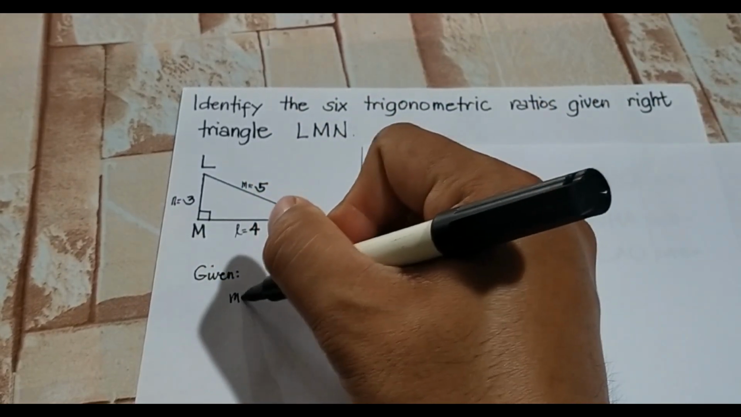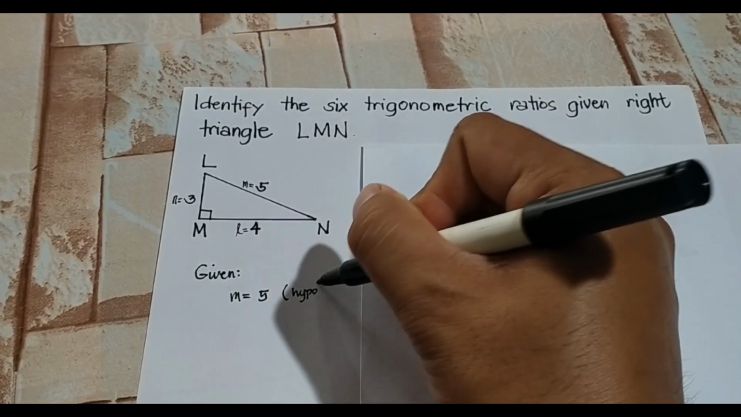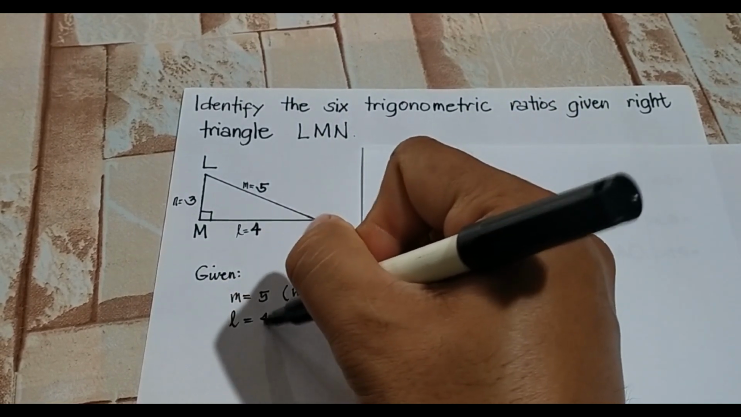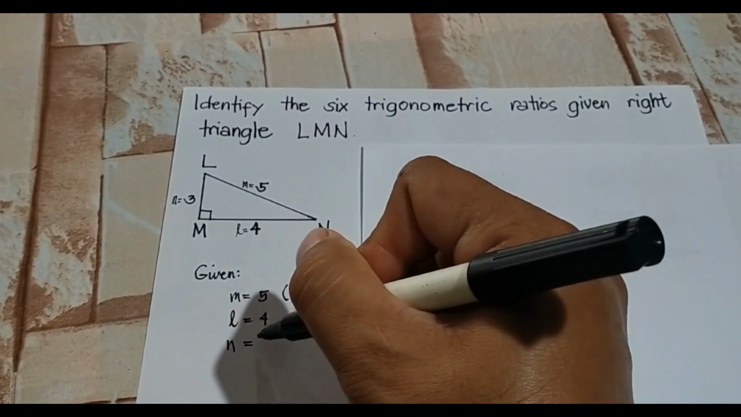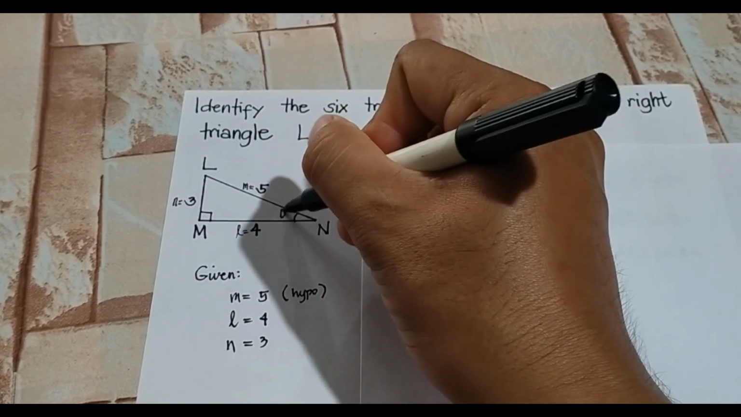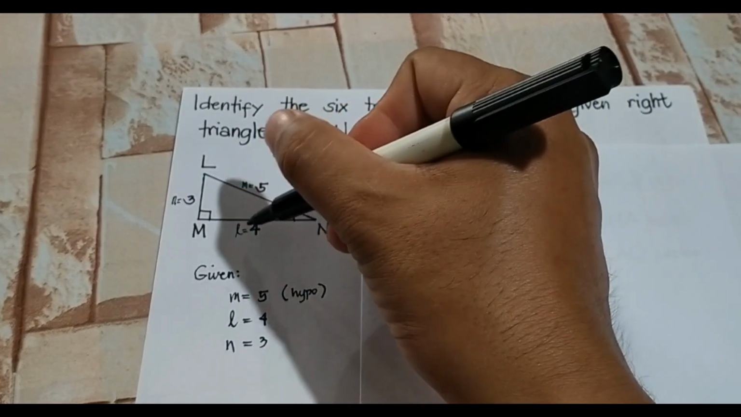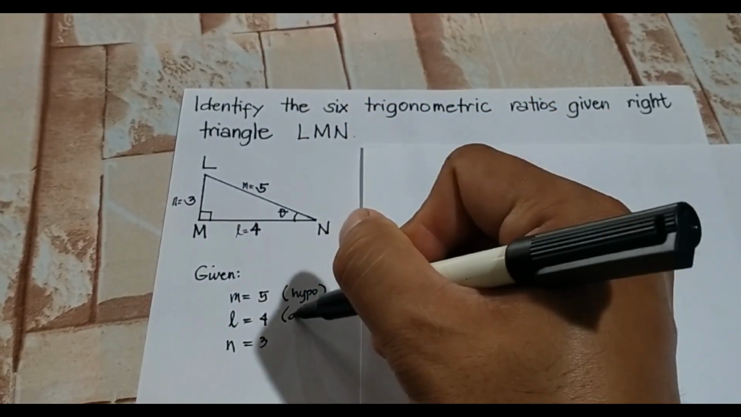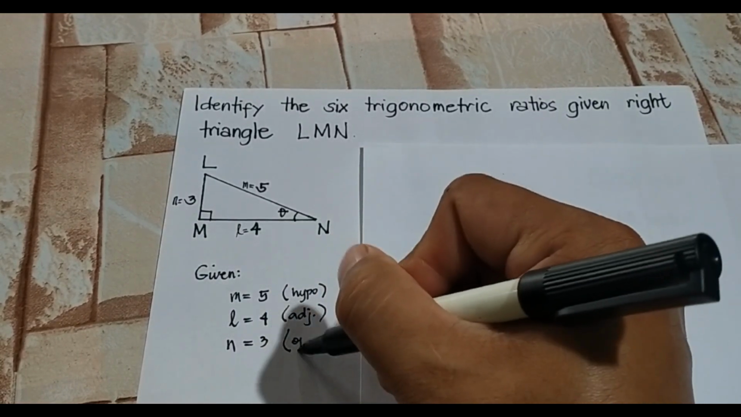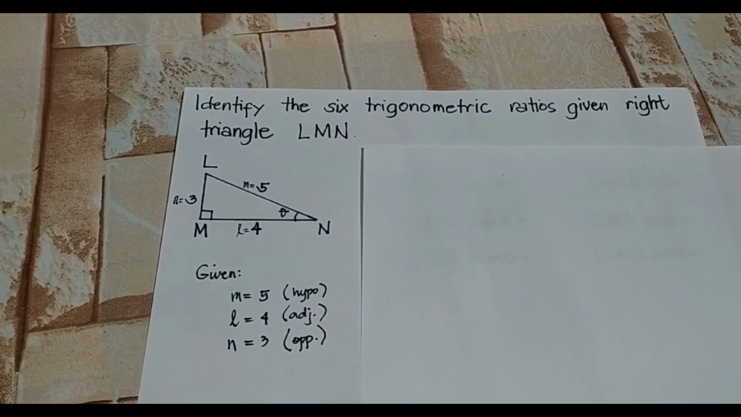So side M, that is 5. Of course, this is your hypotenuse. And your side L is 4, and side N is equal to 3. Suppose our angle here is this one. In this case, our side L would be our adjacent side, and our side N will be our opposite side. Okay, so let us now proceed with identifying the 6 trigonometric ratios.